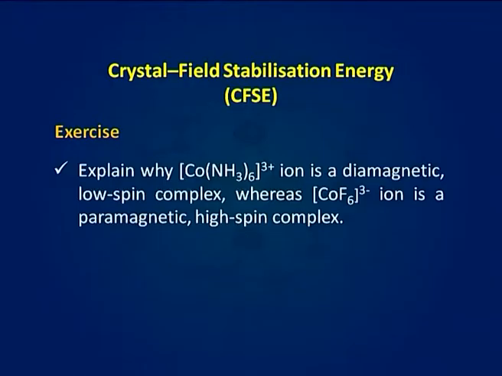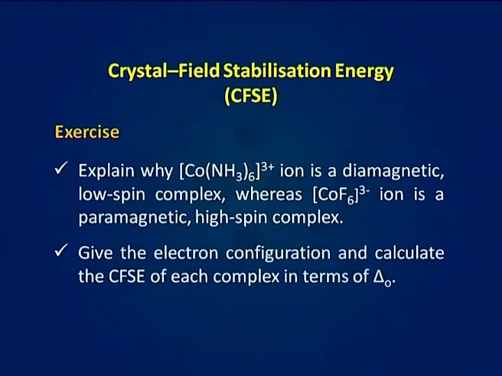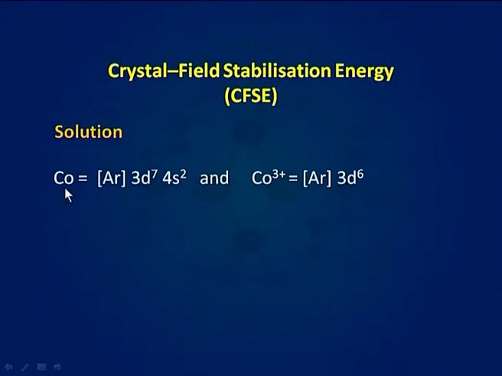Let us discuss this with the help of another exercise. Explain why [Co(NH3)6]3+ ion is a diamagnetic low spin complex, whereas [CoF6]3- ion is a paramagnetic high spin complex. Give the electronic configuration and calculate the crystal field stabilization energy of each complex in terms of delta O. The electronic configuration of cobalt is 3d7 4s2 and for Co3+ ion is 3d6.